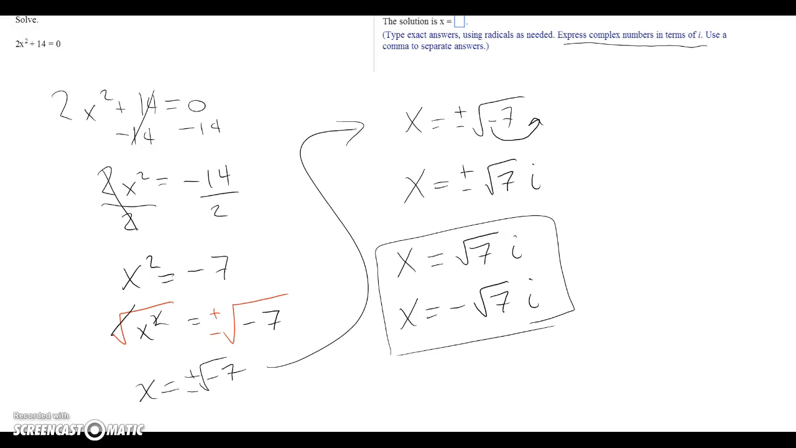And then when we type those in, you would just separate them with a comma, okay? So we would write x is equal to square root of 7i, comma, negative square root of 7i. And just remember when you're putting it in MyMathLab to make sure you hit the right arrow key when you get out of the square root to put the i on the outside.